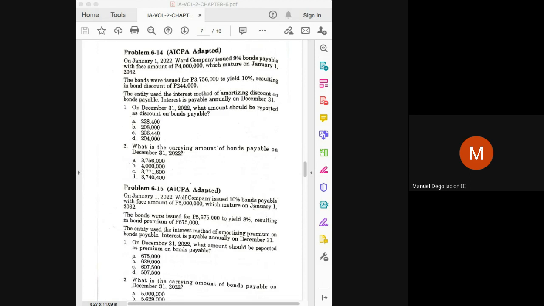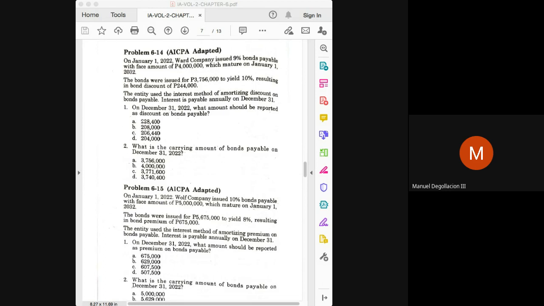Okay, and if you look at the choices for number one, all of those choices are lesser than 244,000, because again, it is expected that if our discount started at 244,000, its balance after 1 year will not be 244,000. It will actually be lesser than 244,000. Now, before going any further in this problem, I think it's important for us to understand what's happening.